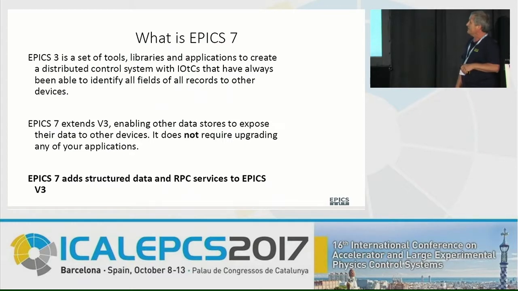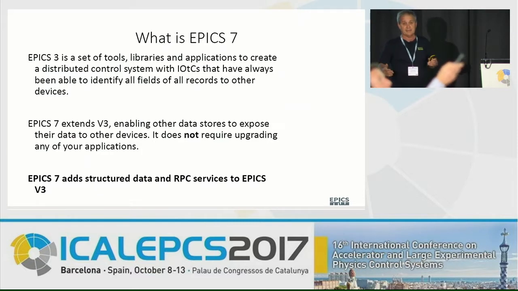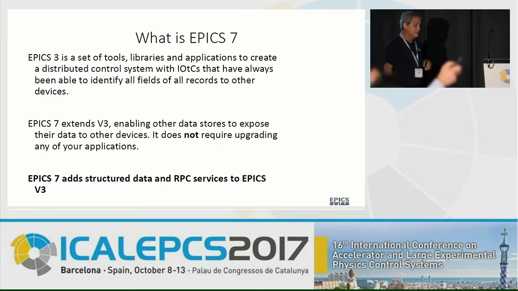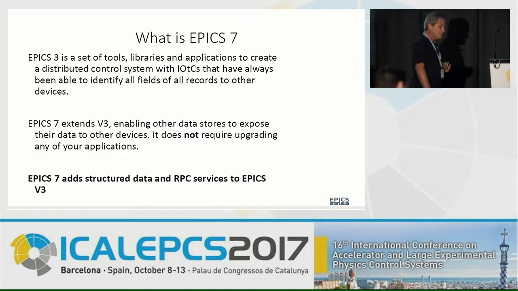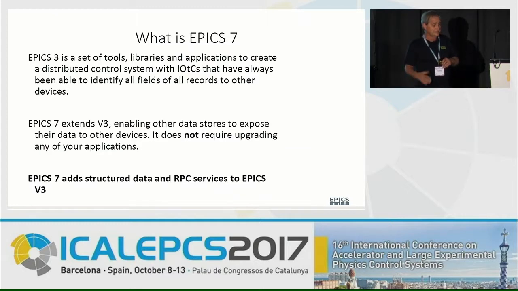Just to get to EPICS 7, you have to know what EPICS 3 is. It's a set of tools, libraries, and applications for creating distributed control systems. It's always been that way. The IOCs have always made all of their data available. EPICS 7 extends EPICS 3. It does this by enabling other data stores to expose their data to other devices. It doesn't require upgrading any of your existing applications. EPICS 7 adds structures and RPCs to EPICS 3.